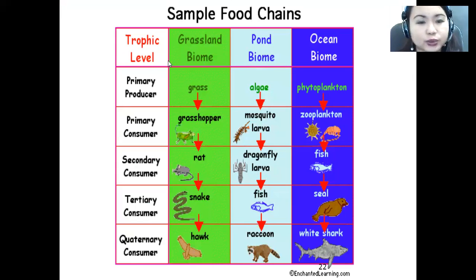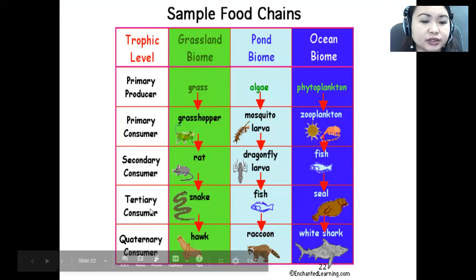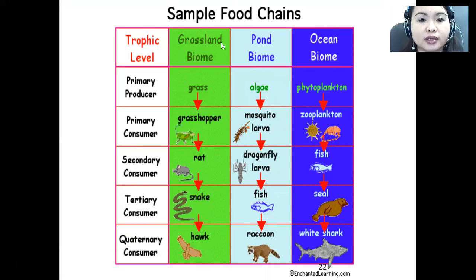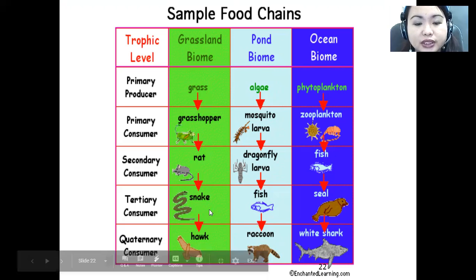These are called the different trophic levels: primary producer, primary consumer, secondary consumer, tertiary, and quaternary consumer. So these are the different biomes. In the grassland biome, the grass is the primary producer and the grasshopper is the primary consumer. Rat is the secondary consumer. Tertiary is snake, and the hawk is the quaternary.